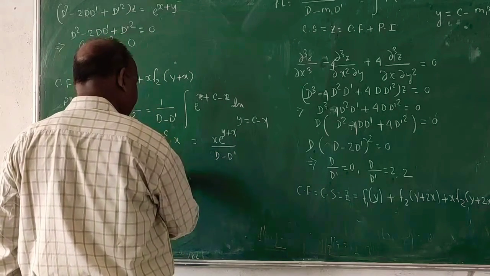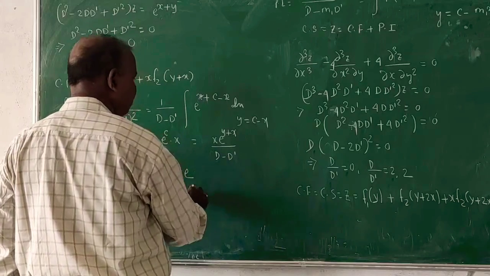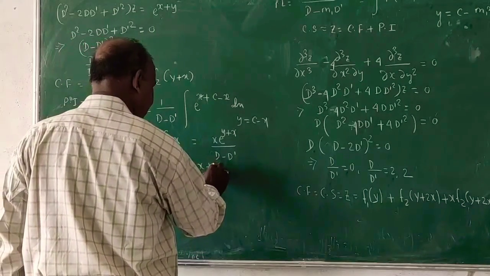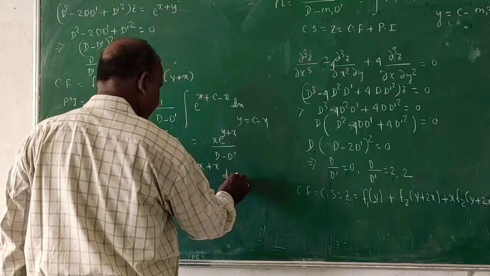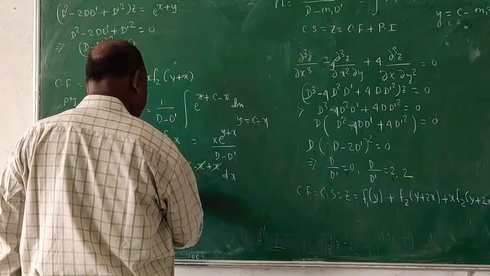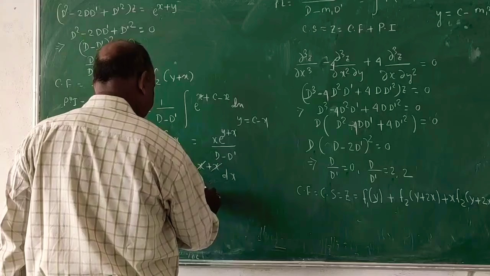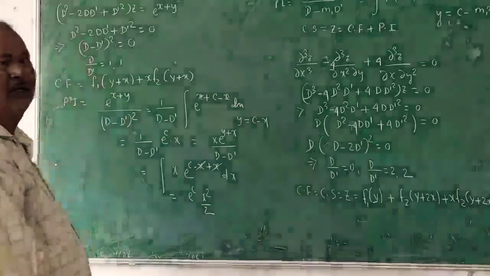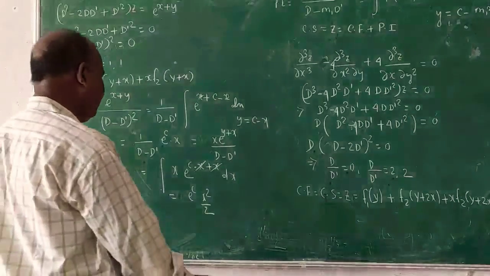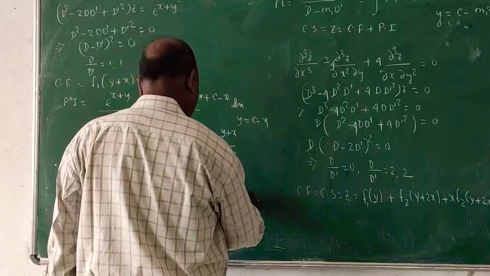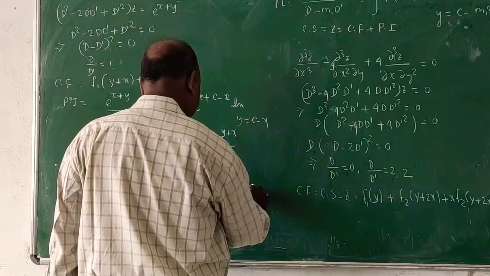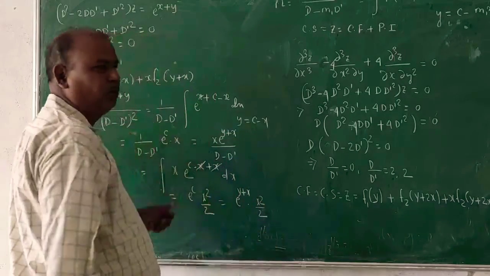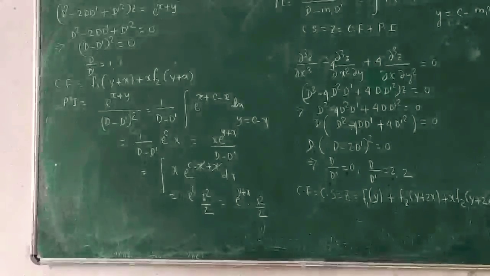This is nothing but the integration of x into e to the power c, where y means c minus x plus x, into dx. X cancelled. So this becomes e to the power c into x square by 2. Now you substitute the value of c here: e to the power y plus x into x square by 2. So this is the particular integral that we got.